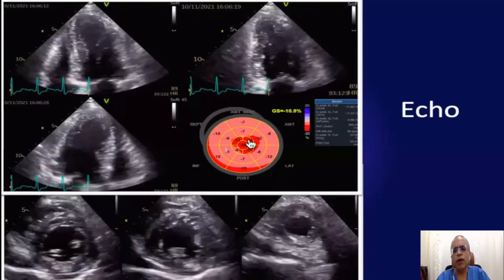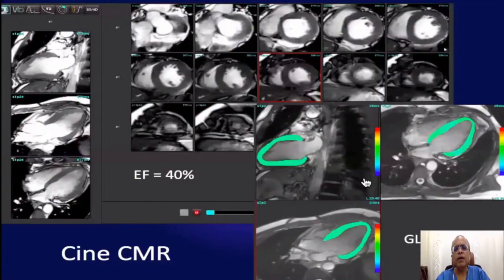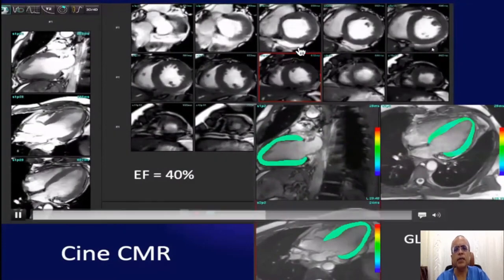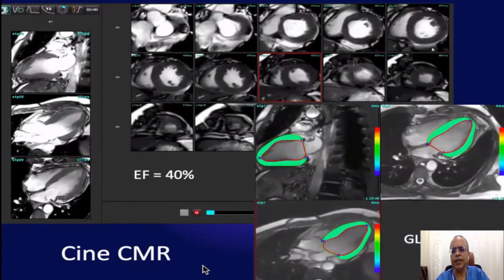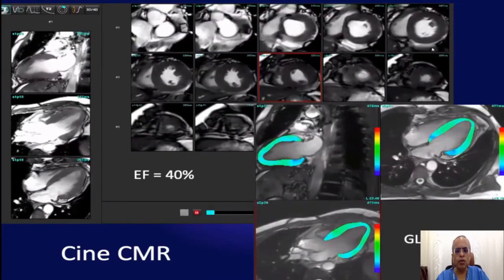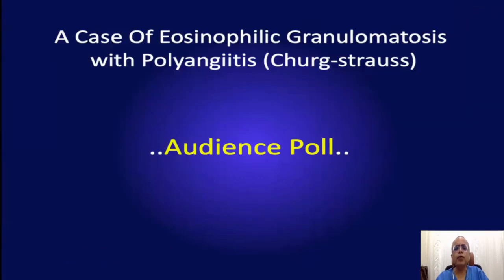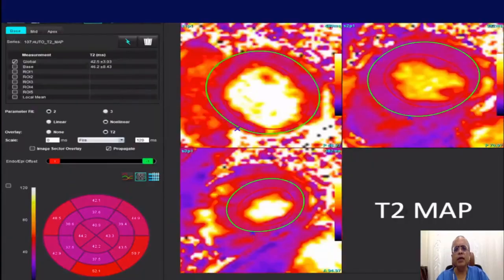He has quite well preserved apical strains. Let us look at the MRI, and the EF is 60%, looking at the short axis and the long axis here. And this is the feature tracking GLS, which is 9%, in agreement with the echo. And so we are looking at a case of eosinophilic granulomatosis with polyangiitis, previously called Churg-Strauss syndrome. And so we'll look at the T2 maps, and just carefully look at these T2 maps.